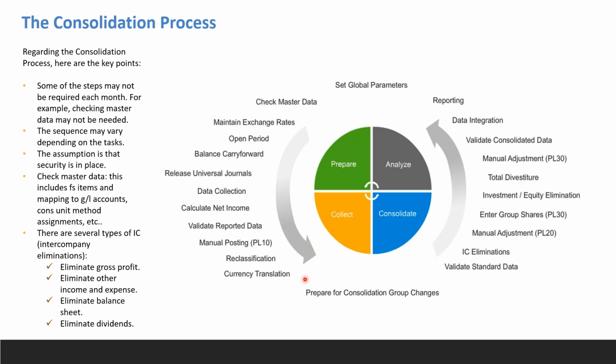Now we have made the system ready for the consolidation process. Once we have this, then we'll validate the standardized data, then we'll execute the intercompany eliminations, any manual adjustments, group share percentage wise calculation, investment and equity elimination, total divestiture. If there is any change in the percentage of the investment also, we are going to execute this task. After that, if you want to perform any manual adjustments, we have this task as well. Validate the consolidated data, then data integration, then reporting. These tasks will be executed in the consolidation monitor. So these are the tasks in the data monitor. These tasks are in the consolidation monitor. This is the entire consolidation process in the group reporting.